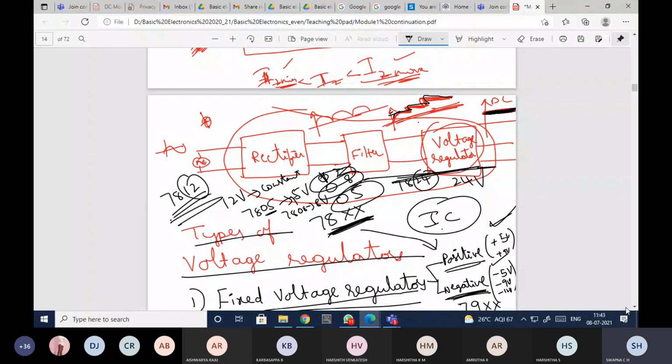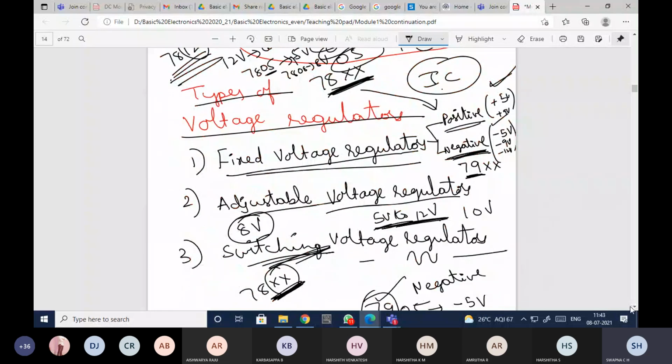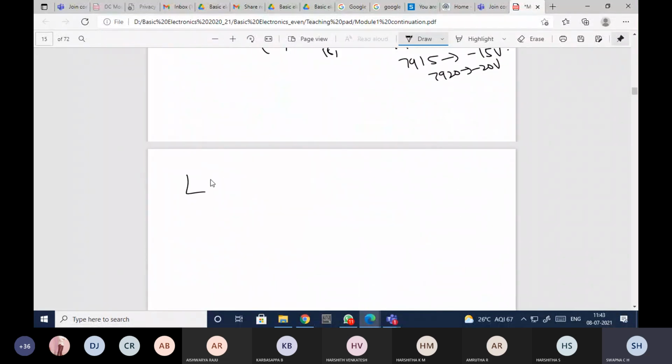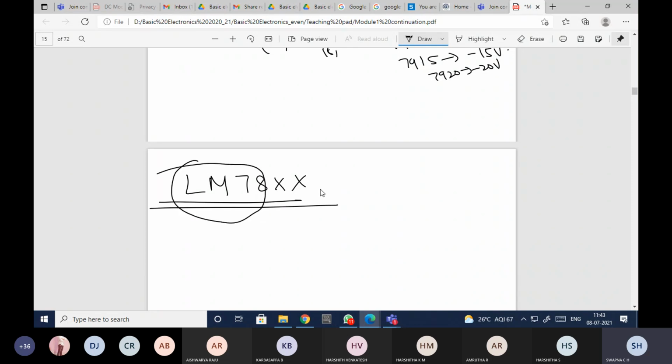Hope anybody has any doubts, please let me know. In the next class, we will specifically see the circuit for the LM78xx. Generally, the IC name is given as LM78xx. Okay, this is the IC name. Based on this we will be able to identify which voltage regulator it is, whether it is providing 5 volts or 7 or 8 volts or 12 volts, like that we will be able to identify.